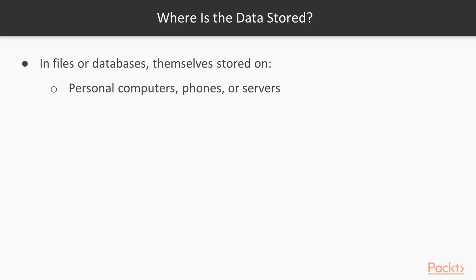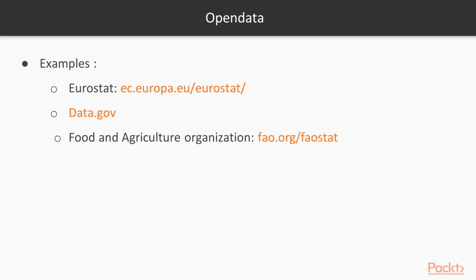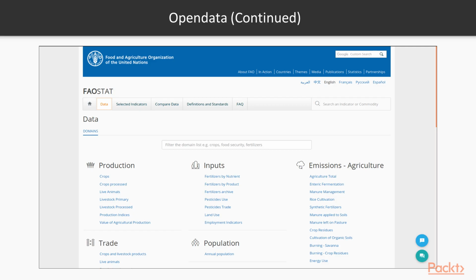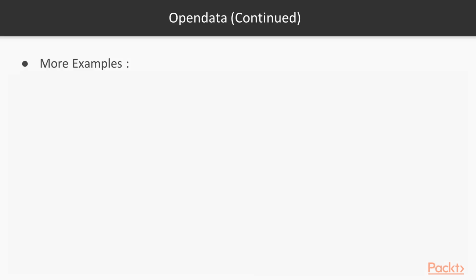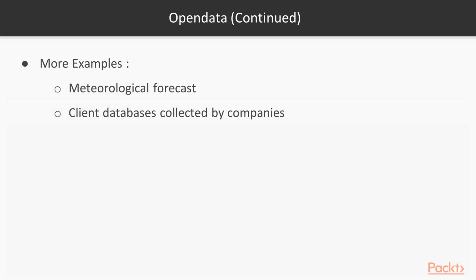In the case of open data, the data is public, free, and you are free to reuse it. Many governments, cities, companies, or organizations provide data for free. You can, for example, have a look at Eurostat, the US website data.gov, the Food and Agriculture Organization, etc. In some other cases, you might have to pay for it. It is usually the case for meteorological forecasts or client databases collected by companies. And sometimes the data is private, inaccessible, because it is sensitive data, or because its value is too high for a company to sell it.